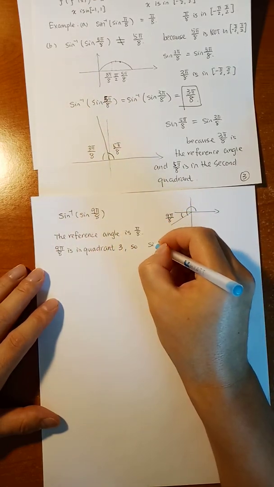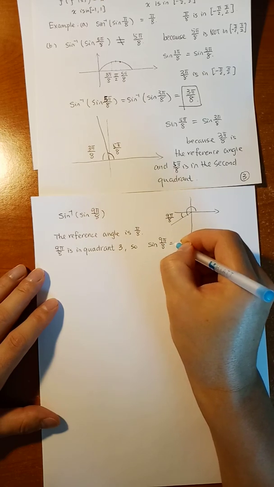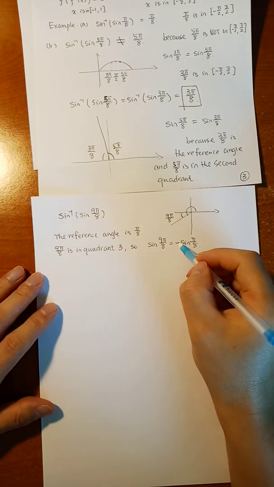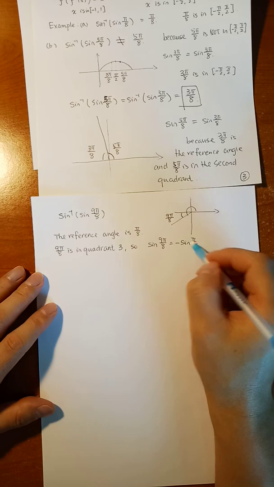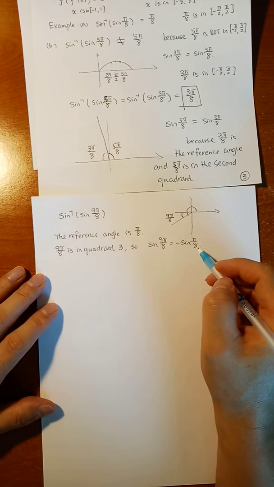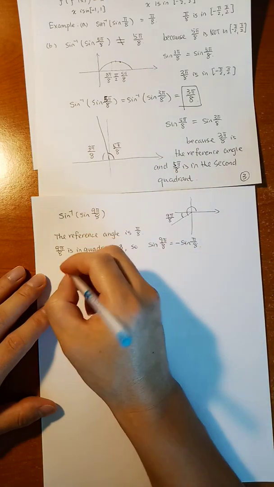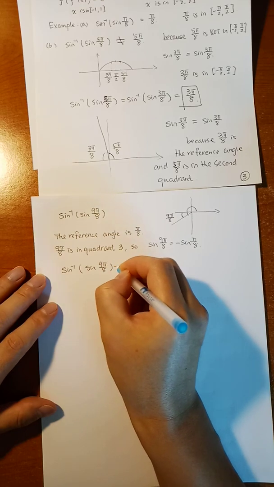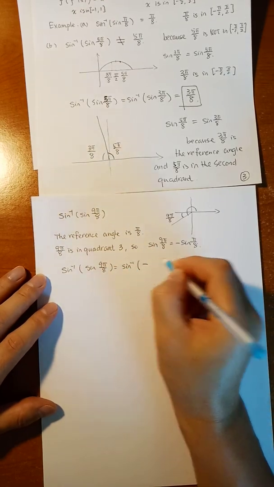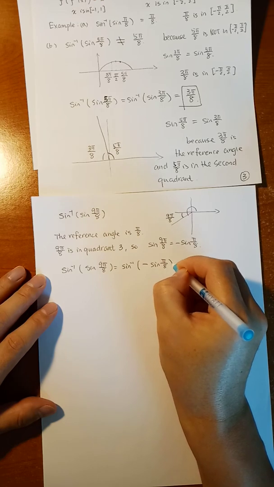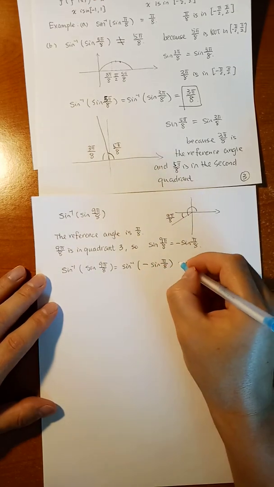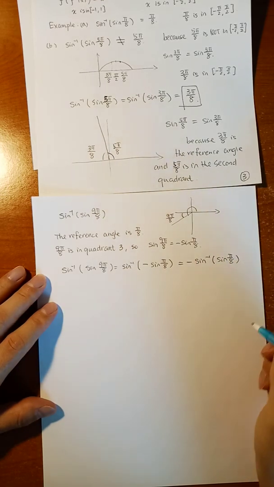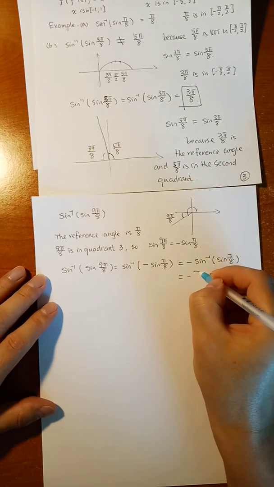So what do we have? Sine is negative, so sine 9 pi over 8 is equal to negative sine pi over 8. Negative comes from quadrant 3. Sine pi over 8 comes from the reference angle. Okay, so sine inverse of sine 9 pi over 8 is equal to sine inverse of negative sine pi over 8. Remember, it's an odd function. You just move the negative sign forward. And then this is pi over 8, so it's a negative pi over 8.